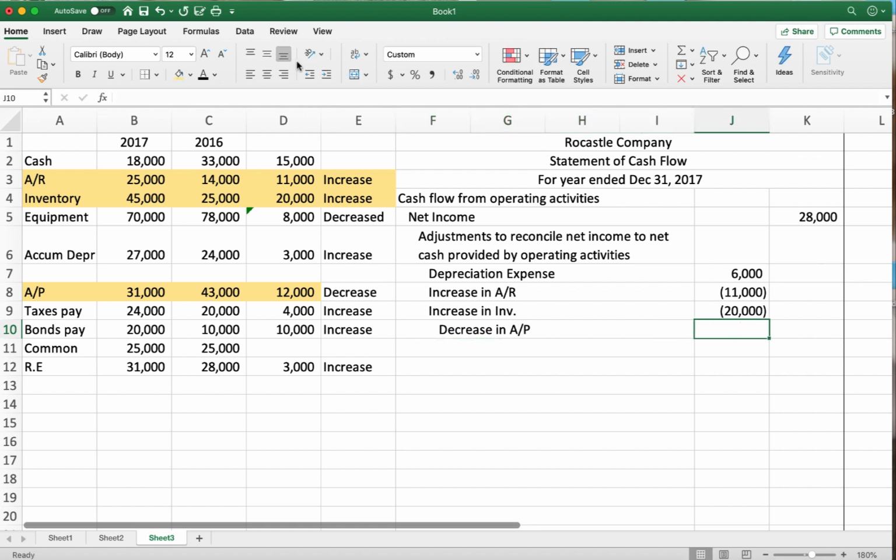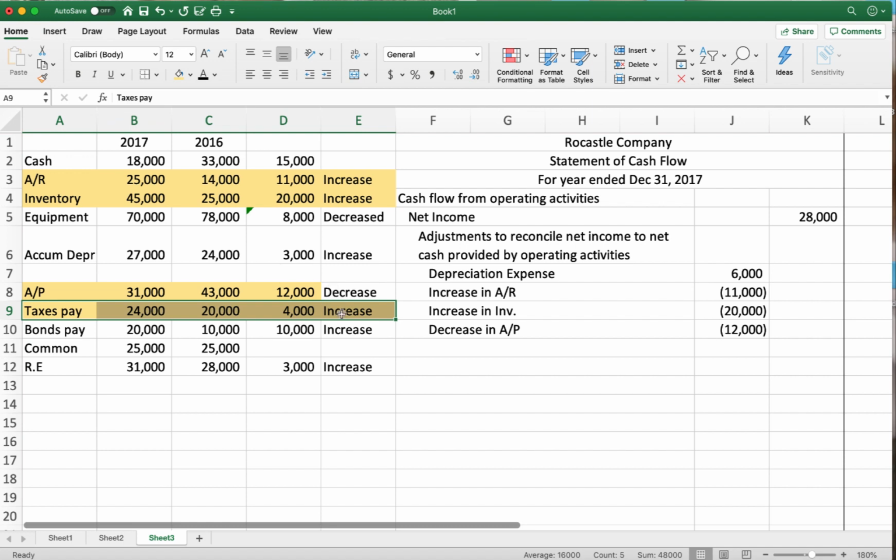Okay, how much did accounts payable decrease by? Well, it decreased by $12,000. Okay, so if our accounts payable is going down, what's happening? Well, we're using cash to pay our accounts payable, right? So I'm going to subtract out that $12,000.